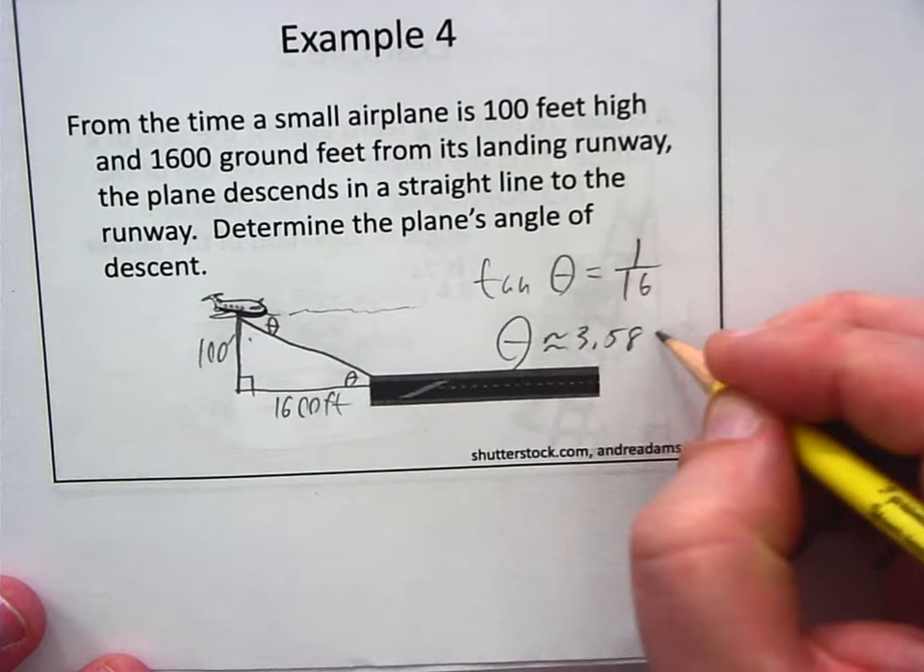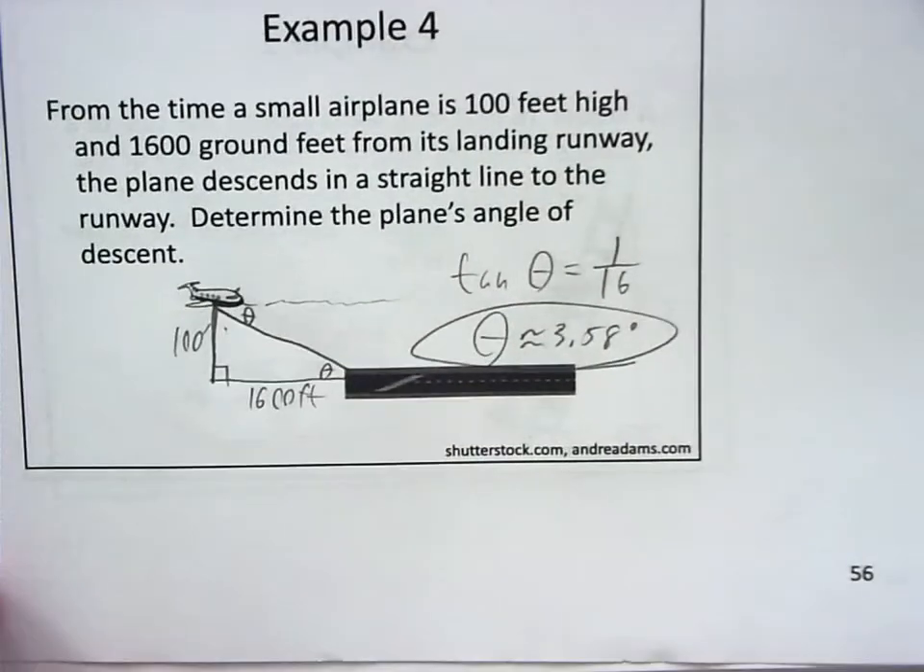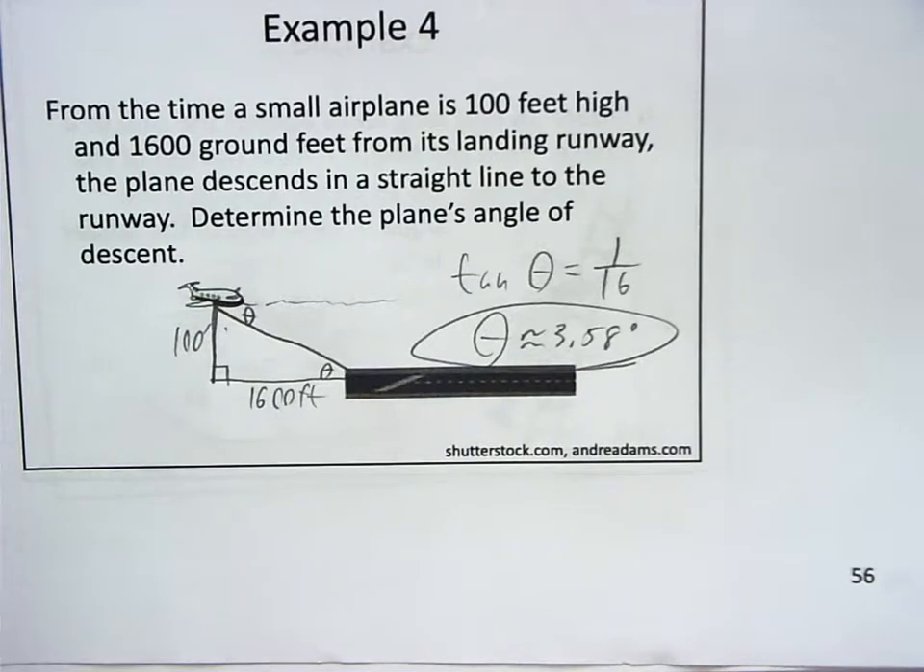.58 what? Degrees. Yeah, in any of these real world problems, it's pretty much always going to be degrees, just because we usually have a better visual in our head for what 45 degrees is rather than what pi over 4 radians is.